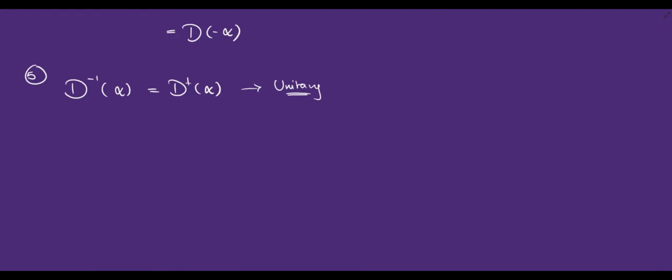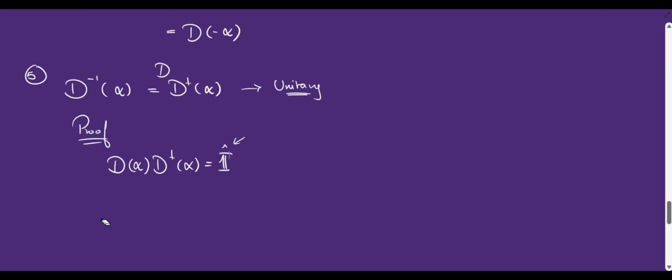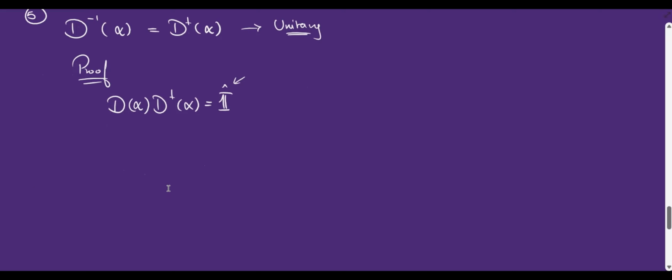Let me just write it in this way. So see, d inverse alpha is equal to d dagger alpha. This is what we want to prove. In other words, we want to prove that d of alpha, d dagger of alpha is equal to the identity operator. I just multiplied by d of alpha on the left hand side, and d of alpha into d inverse alpha should be equal to identity. So this is another way of saying the same thing, and we want to prove this.